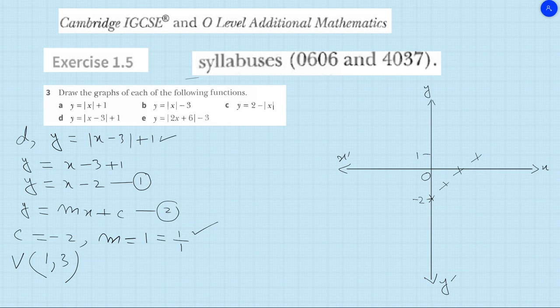This is 1, this is 2, this is 3, and this is x is 1, x is 2, x is 3. Now join. I want to take 2 more points. Why? Just wait. So 1, 1, then 1, 1. Now join these points.